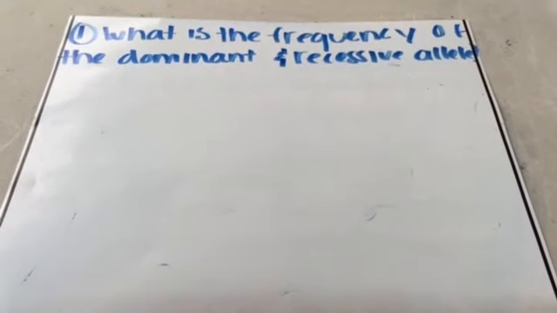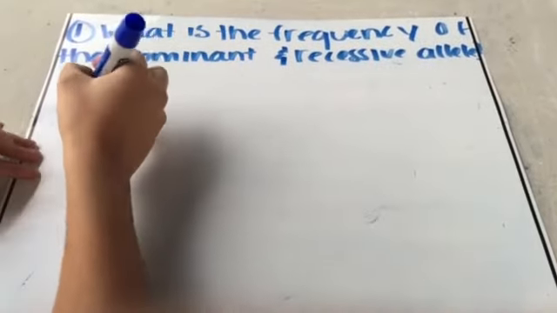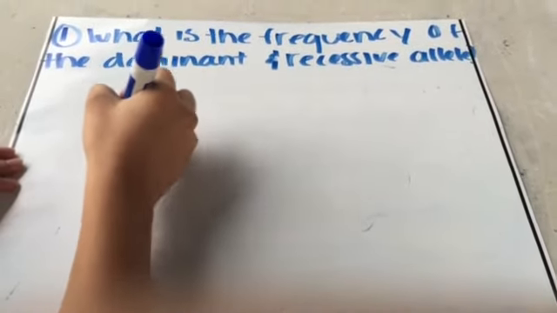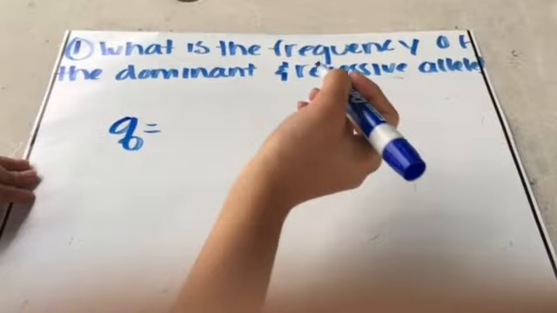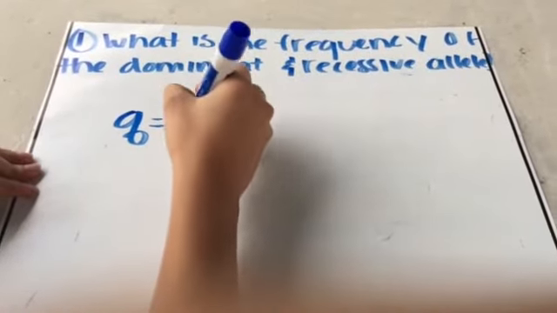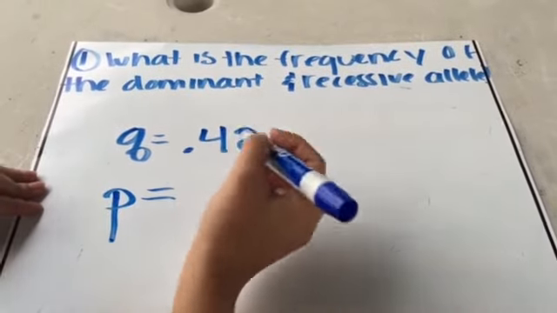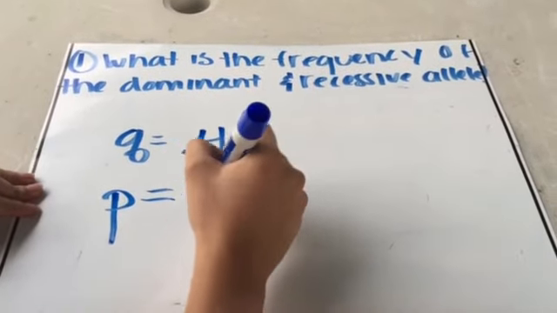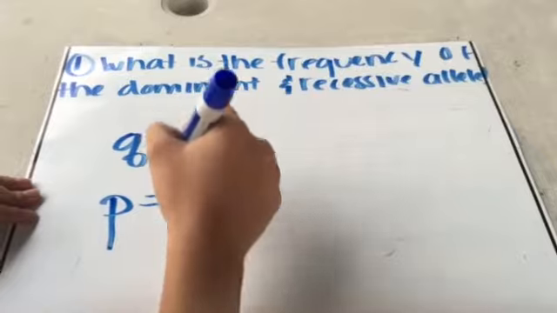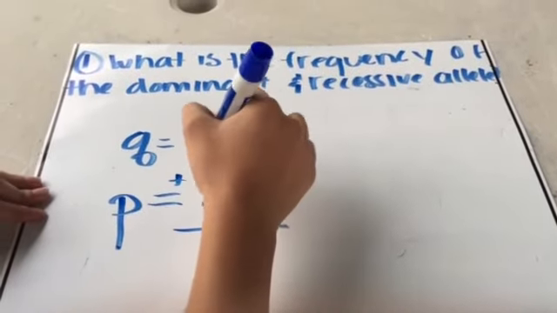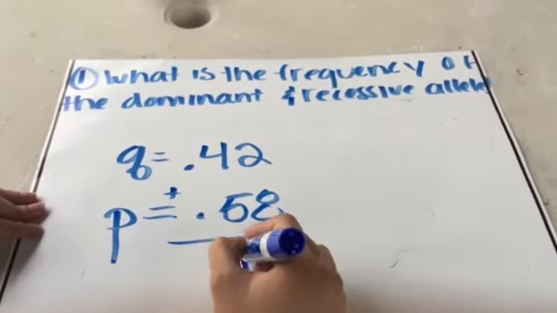So now to answer this question, Q, which is the recessive allele, is 0.42, and P, which is the dominant allele, is 0.58. And as you can see, when you add them together, they equal 1.